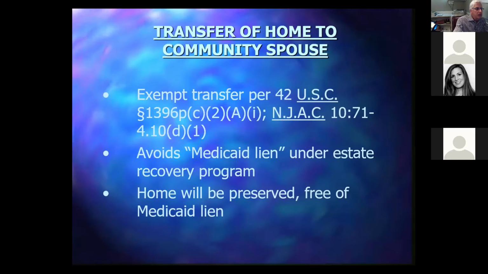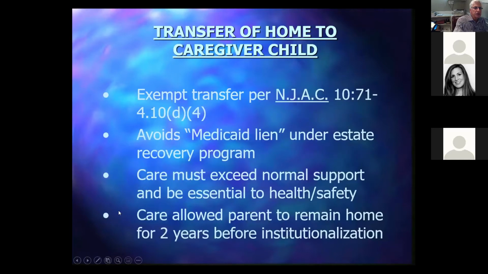So, that's typically a count. First count is usually a request for guardianship. This could be one of the subsequent counts asking for permission to transfer the house to the community spouse. It's going to benefit the loved ones, and it's no negative impact at all on the institutionalized spouse, since it's an exempt transfer.